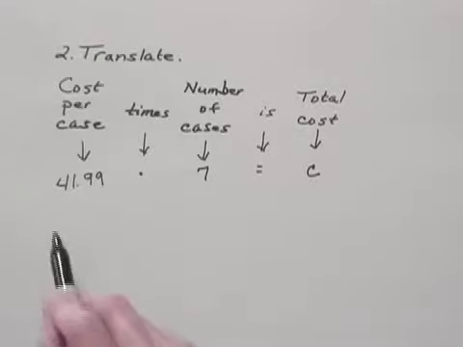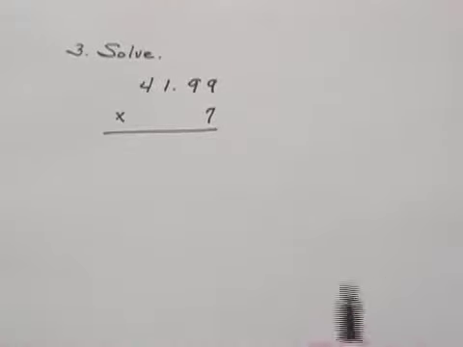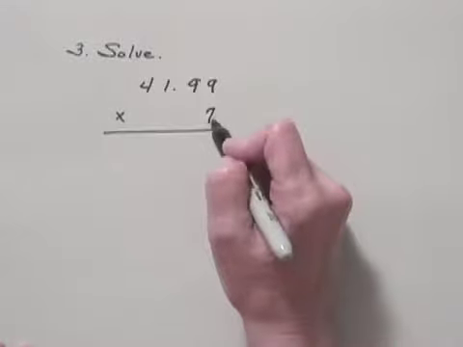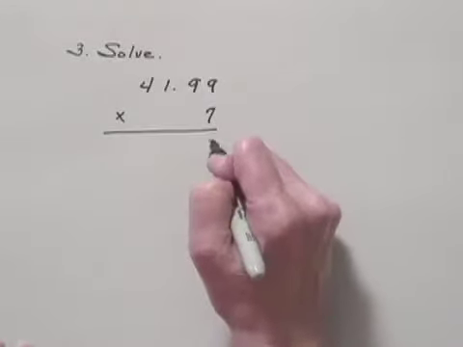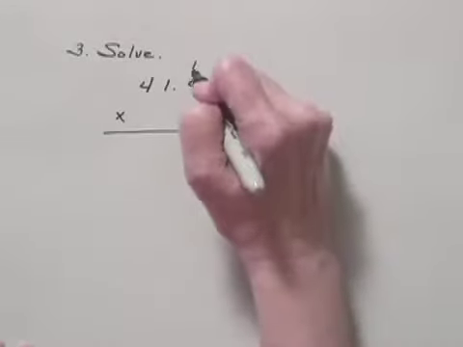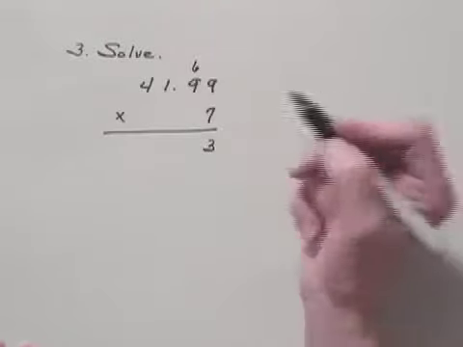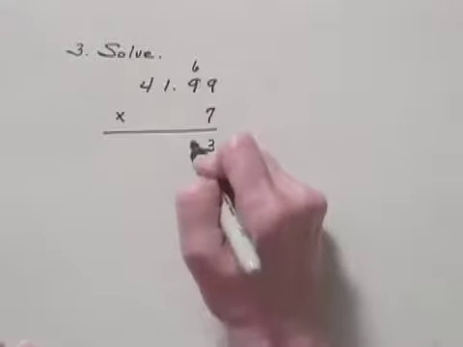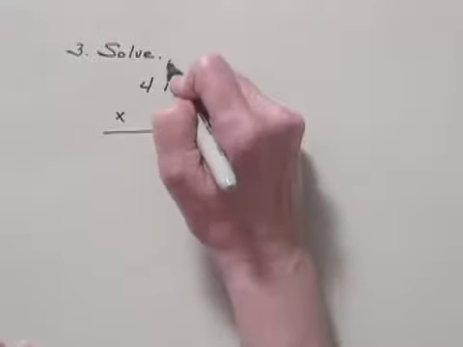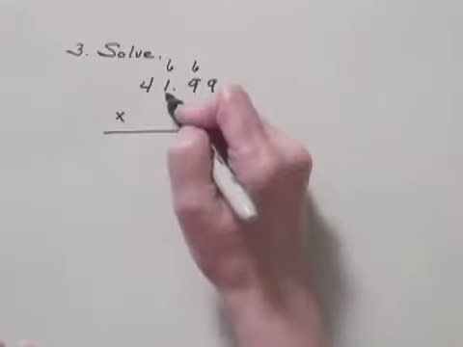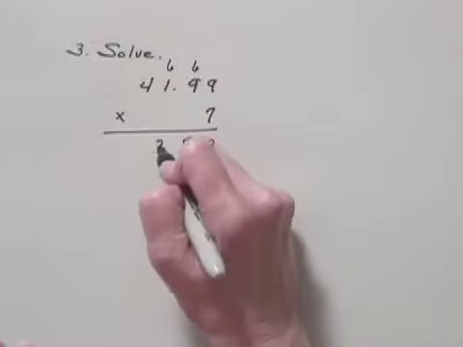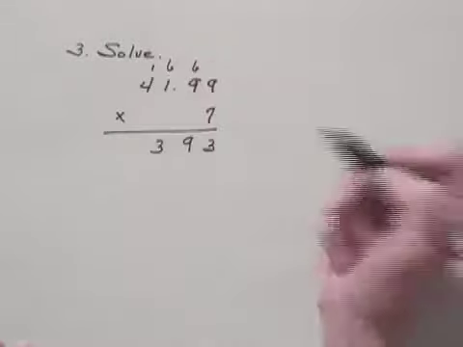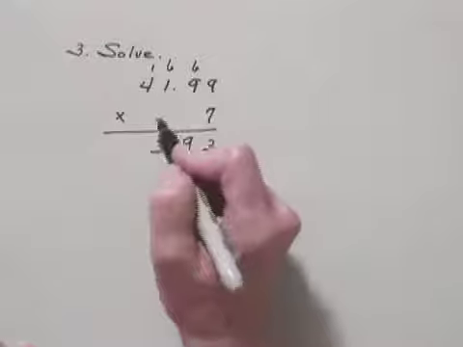Now to solve this equation, we carry out the multiplication on the left-hand side. That's the third step in our process. We do the multiplication. 7 times 9 is 63. We'll carry the 6 to the 10th column. 7 times 9 is 63, plus 6 is 69. Carry that 6. 7 times 1 is 7, plus 6 is 13. Carry the 1. And 4 times 7 is 28, plus 1 is 29.